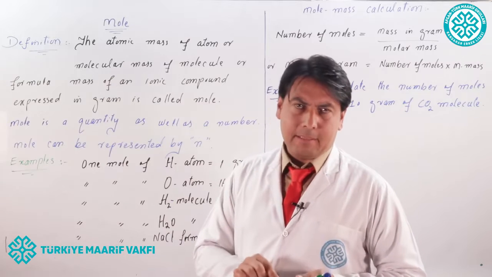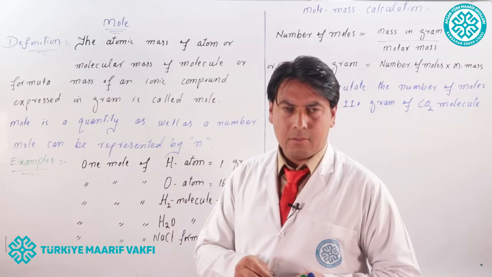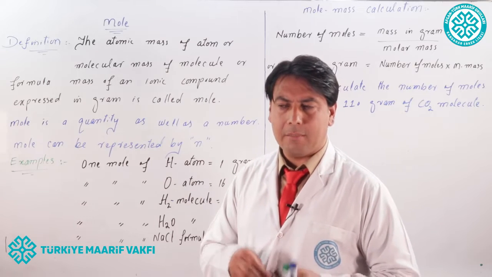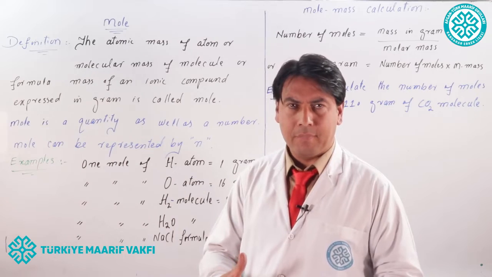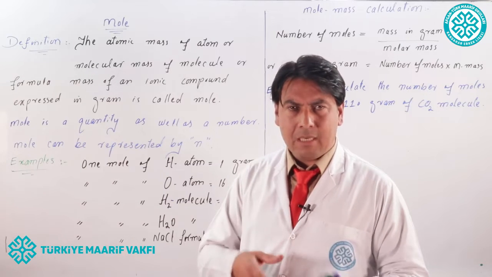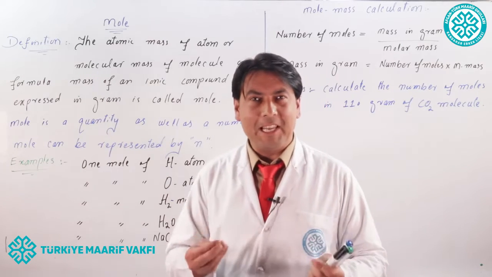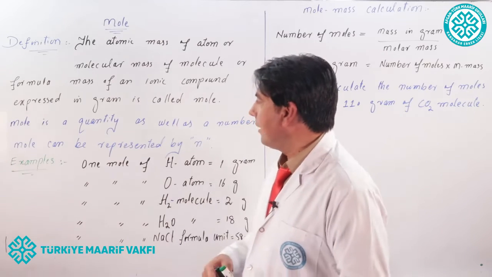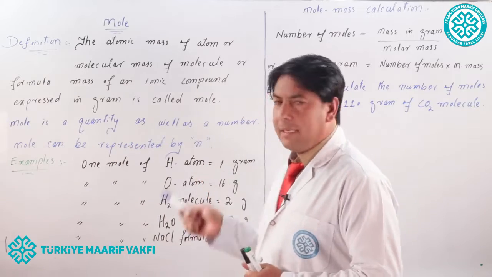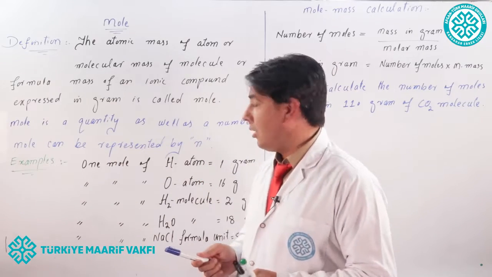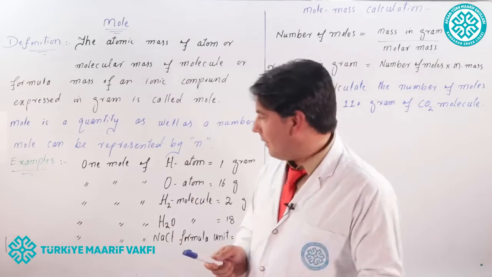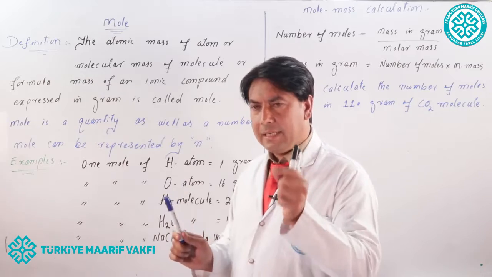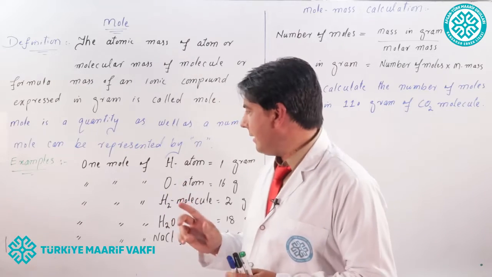When we express the atomic mass of atom or molecular mass of molecule or formula mass of an ionic compound in gram, so gram atomic mass or gram molecular mass or gram formula mass is called mole. Mole is a quantity as well as number. Mole can be represented by small n.